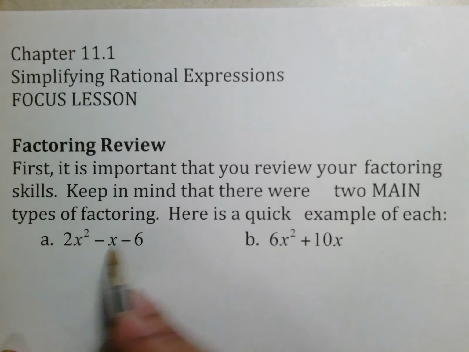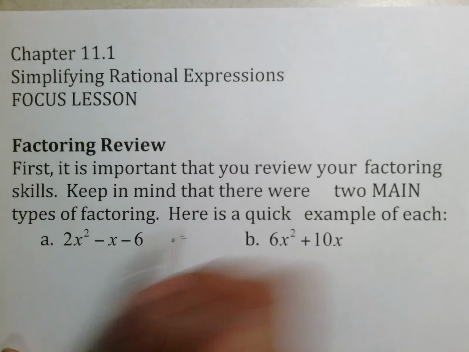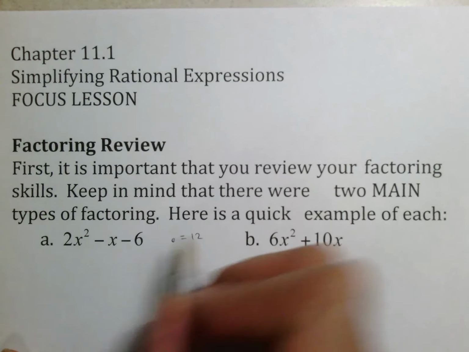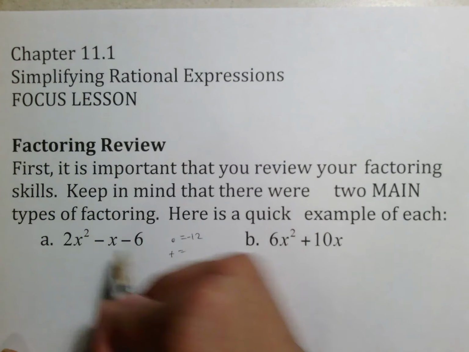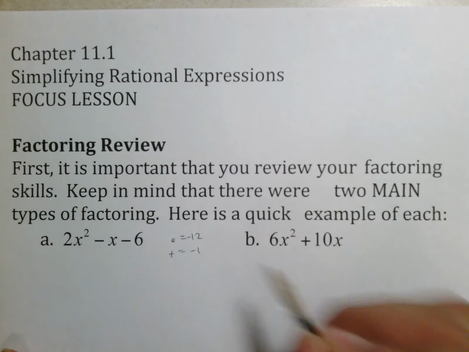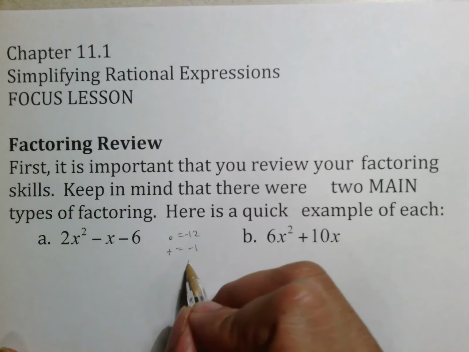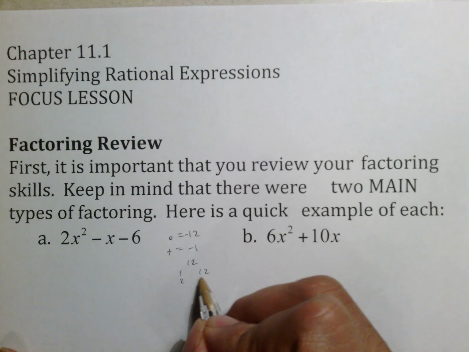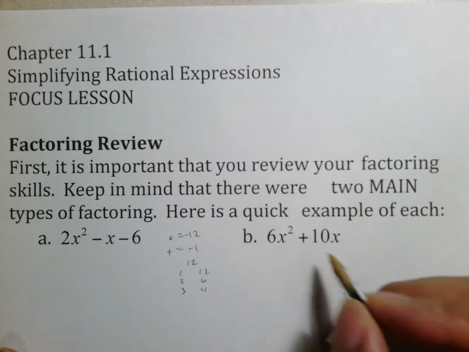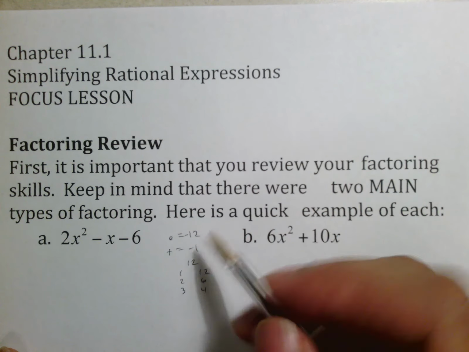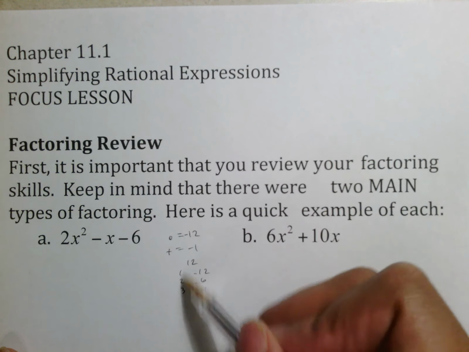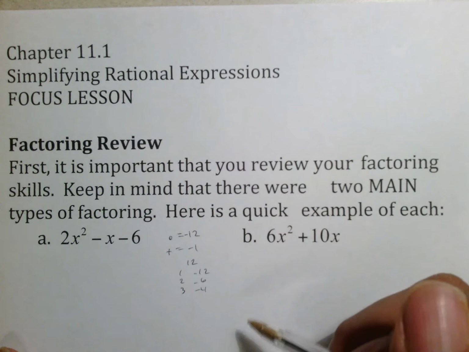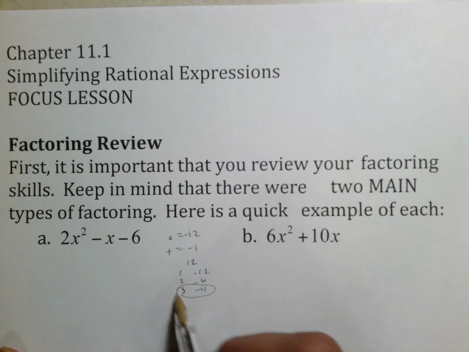Remember this one where you had three terms and we looked for numbers that multiply to equal front times back, which is negative 12 because it's 2 times negative 6, and adds to make, remember if there's no number there, negative 1. We made a tree for 12 and did 1 times 12, 2 times 6, 3 times 4. Because this one was negative, it means the signs were different. And the ones that make negative 1 are right here.